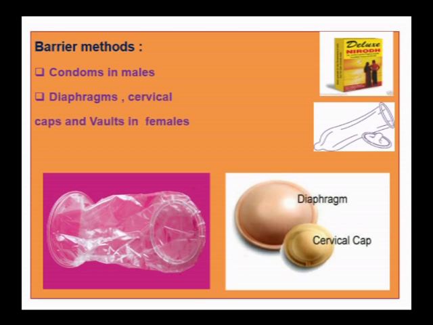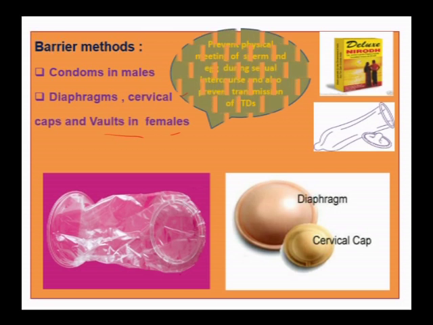Then barrier methods include condoms in males, diaphragm or cervical caps and vaults in females. How do barrier methods prevent fertilization? Barrier methods act as contraceptives and thereby prevent fertilization and pregnancy by preventing physical meeting of sperm and egg during sexual intercourse. One of the very important advantages of barrier methods like condoms is that they also prevent the transmission of sexually transmitted diseases during sexual intercourse.